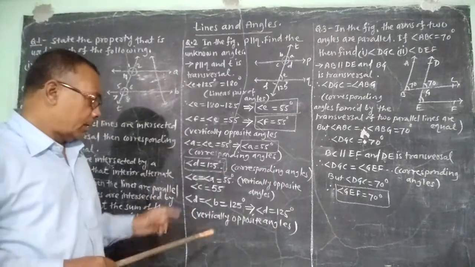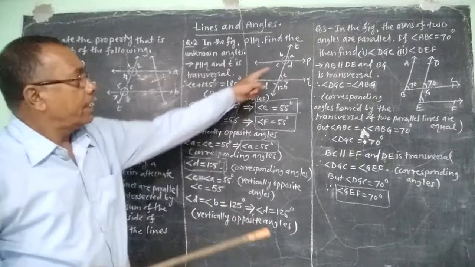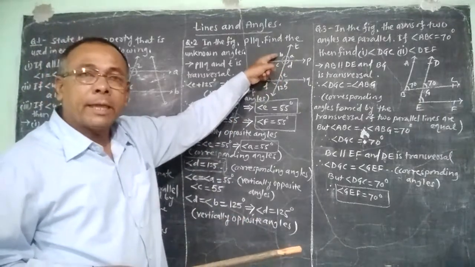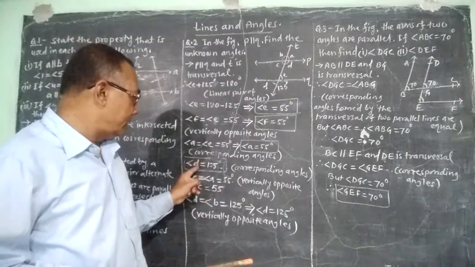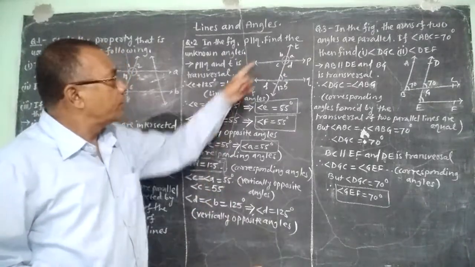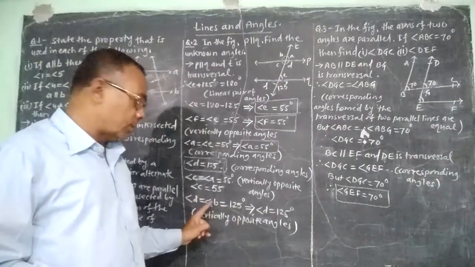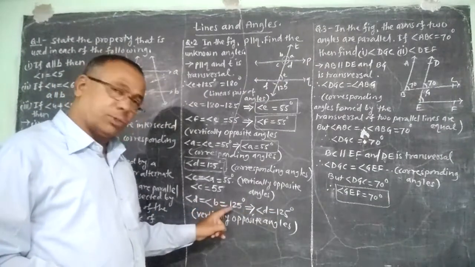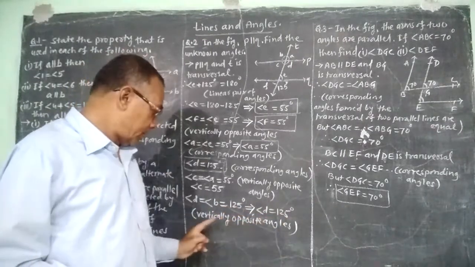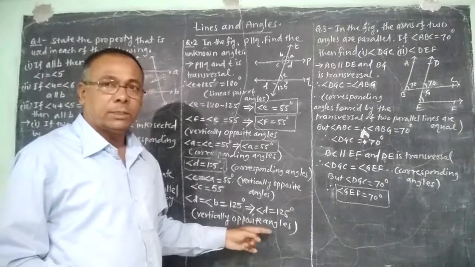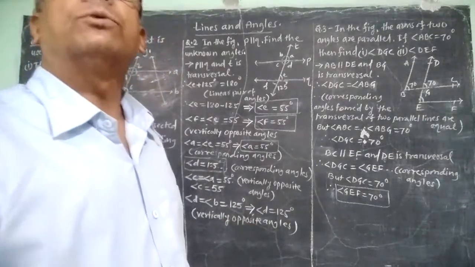And now we have to see that angle D equals angle B. Angle D and angle B are also vertically opposite angles. We know that angle D is equal to 125, and therefore angle B must be 125. So angle D equals angle B, that is equal to 125, because of vertically opposite angles. So that was our second question.